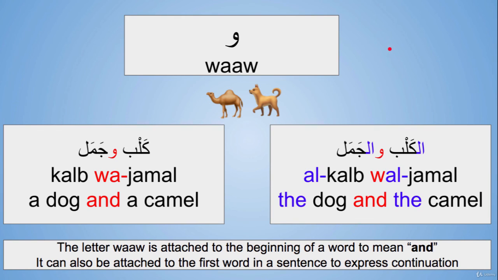So you can find it between words to mean something and something. When you want to say a dog and a camel, you can say kalb wa jamal. So you find the waw between the two words before the second word. It also applies when you have alif lam in the words. For example, you can say al-kalb wal-jamal, the dog and the camel.